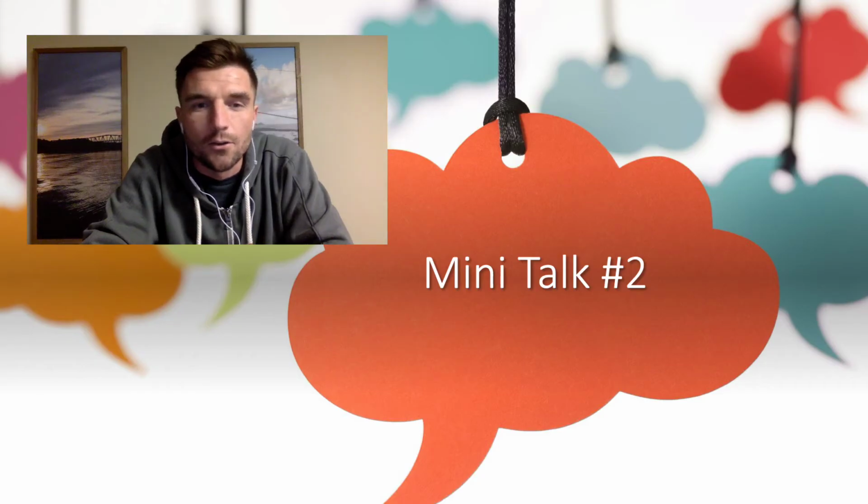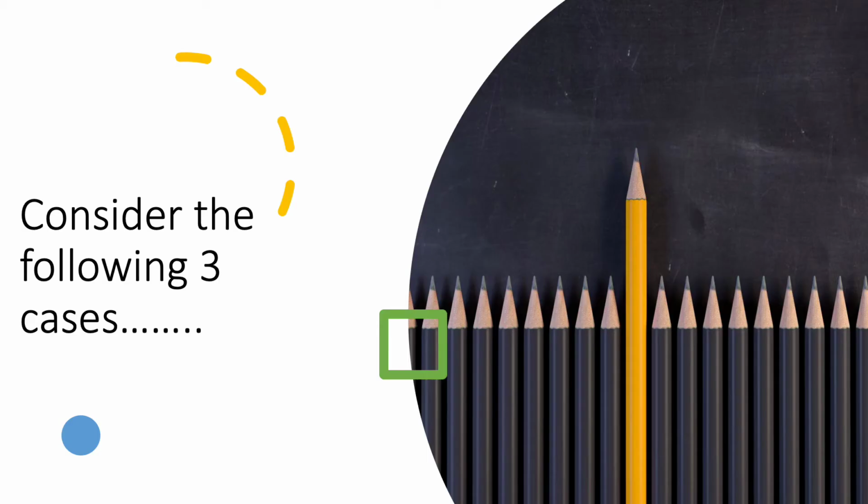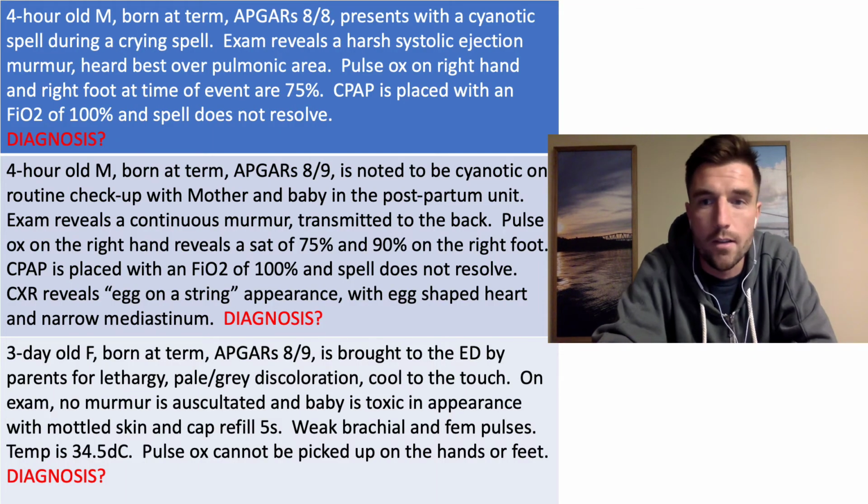All right, we've talked all about Tetralogy of Fallot, so now we're on to mini talk number 2. This talk's going to cover ductal dependent lesions and dive in just a little bit into indications for atrial septostomy. Let's start with a few cases.